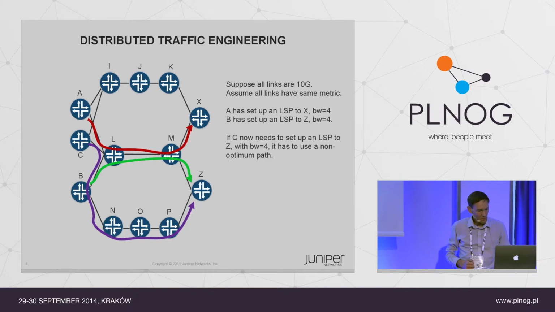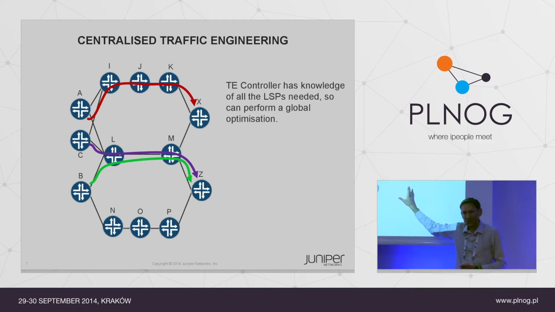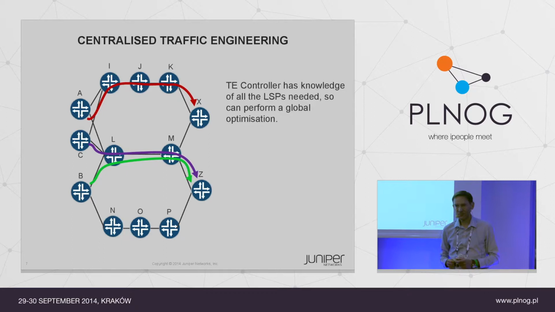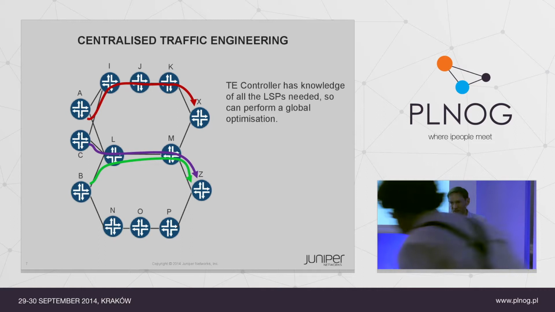The consequence of this is that, on average, these LSPs are following a shorter path. If you take the sum of the number of hops consumed by each LSP, it's less than in the distributed path computation case. And so network-wide, we're using fewer resources. These flows are crossing fewer links, crossing fewer router interfaces, and so fewer resources are being consumed.